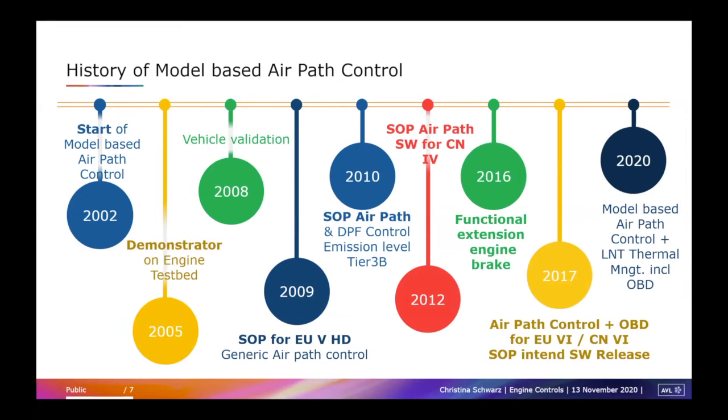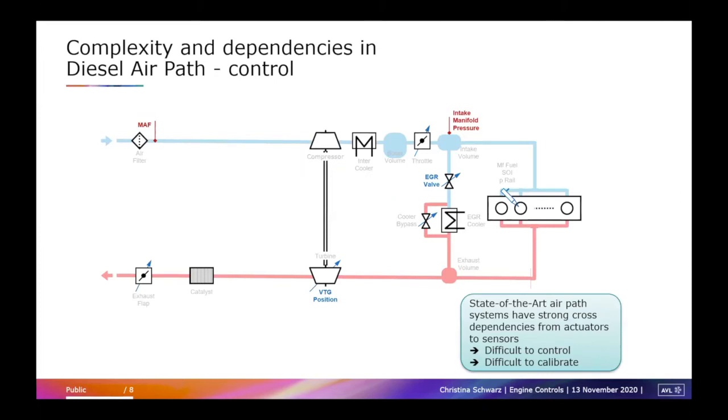To get an overview of the air path, I'm going to touch upon the main components and their influences. There are two key variables that the air path control relies on. These are the lambda, which is the air to fuel ratio, and the intake manifold boost pressure. The lambda is controlled via the exhaust gas recirculation valve, also called EGR valve, and the intake throttle. And the intake pressure is controlled via the turbocharger.